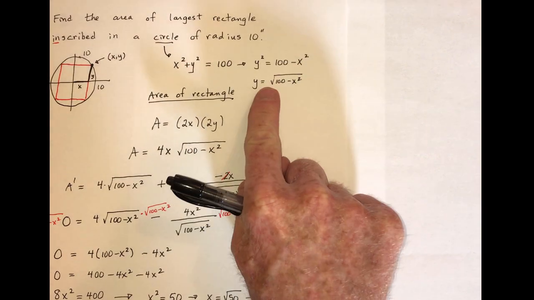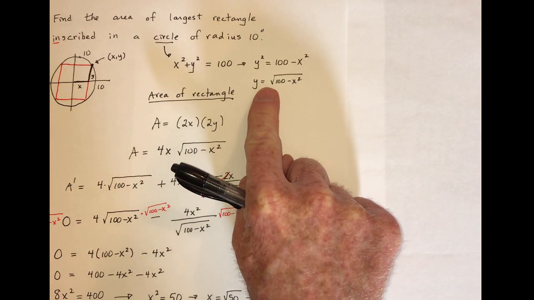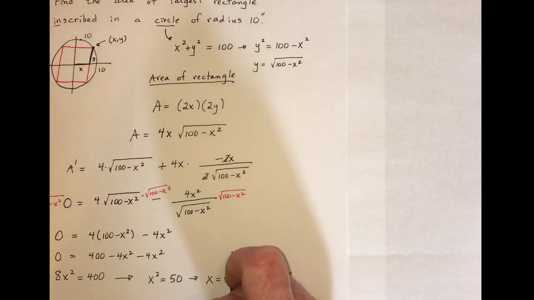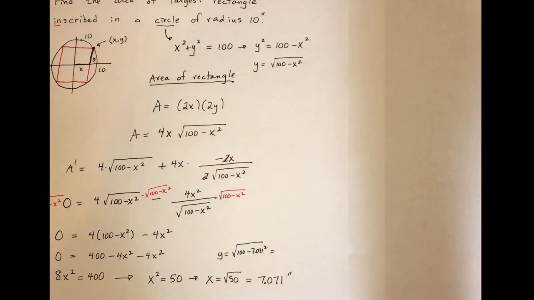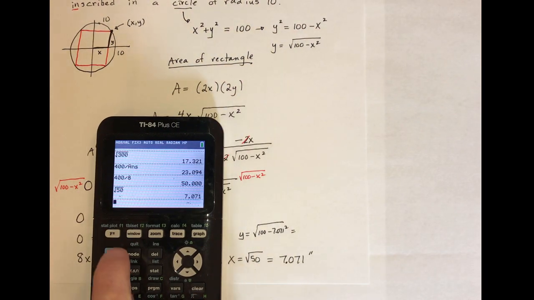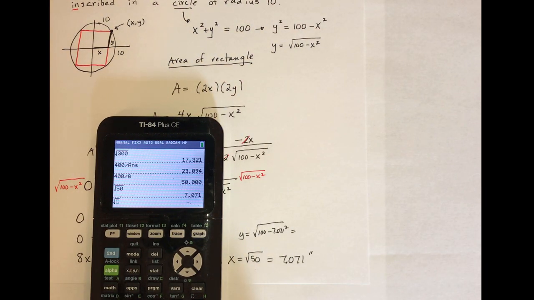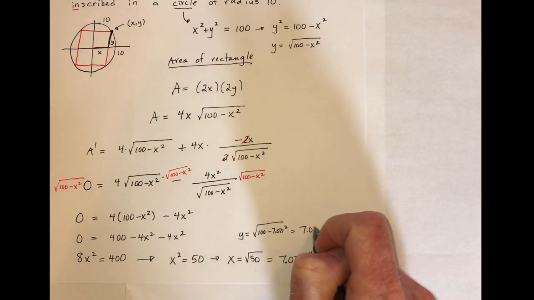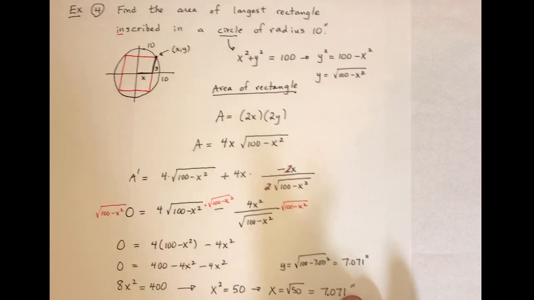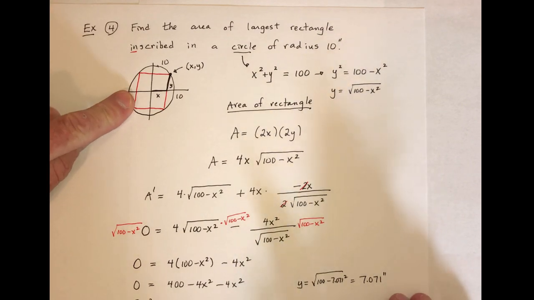And then last, find out what y equals using this equation right here. So then y is equal to the square root of 100 minus the 7.071 squared. The square root of 100 minus, and then I'm just going to plug that in, the last answer that I had, but it was squared, and it turns out to be the same. 7.071 inches. So since these are the same, that means that this actually should be a square.